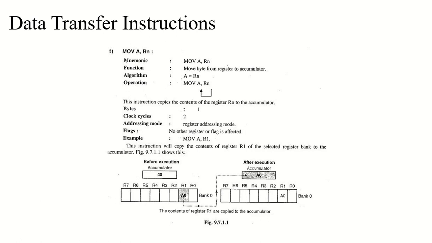So let's see the different combinations of this move instruction. The first one you are seeing on the screen is move A comma Rn. You've already seen the mnemonic, function, algorithm and operation. So let's move on to how many bytes it contains and what function it performs. The instruction copies the content of register Rn to the accumulator. It contains only a single byte, requires two clock cycles, and it is a register addressing mode.